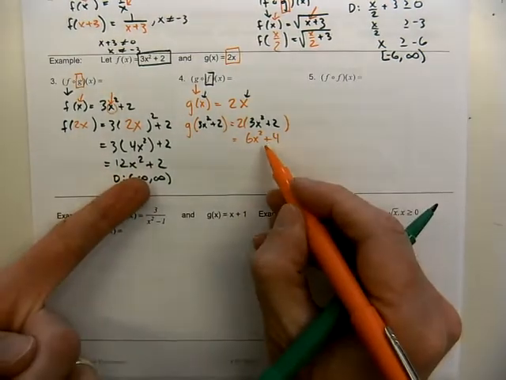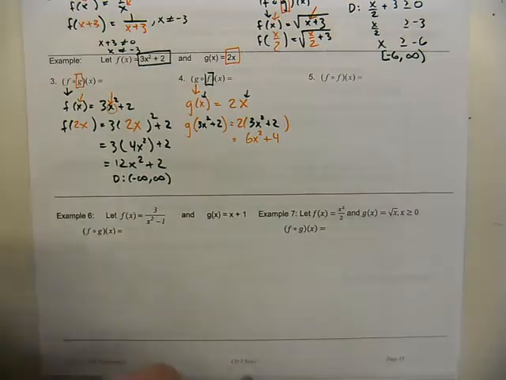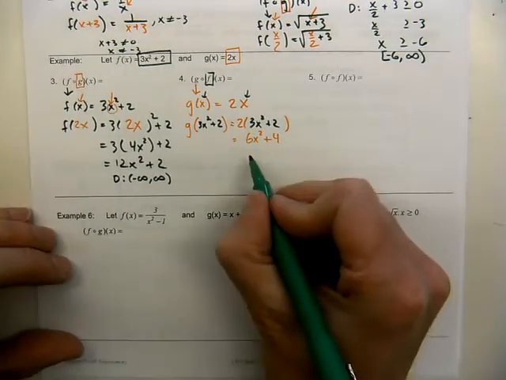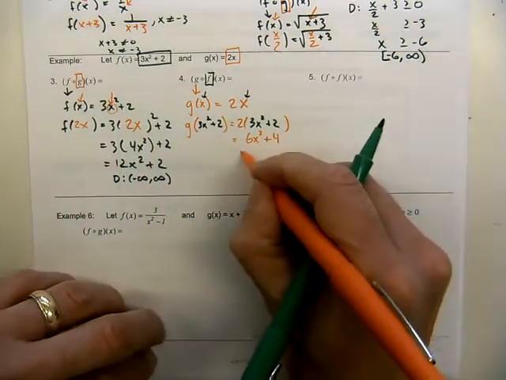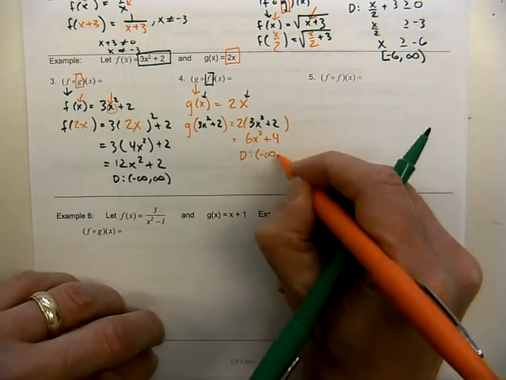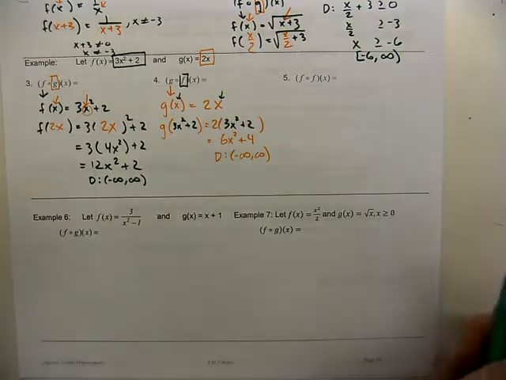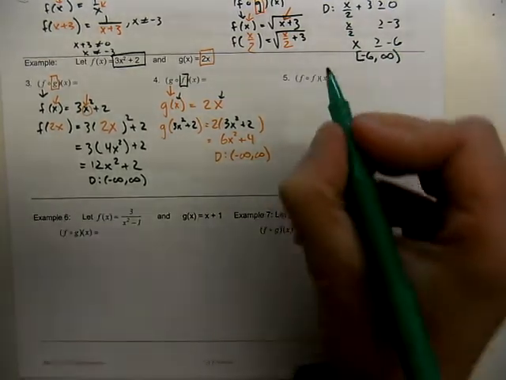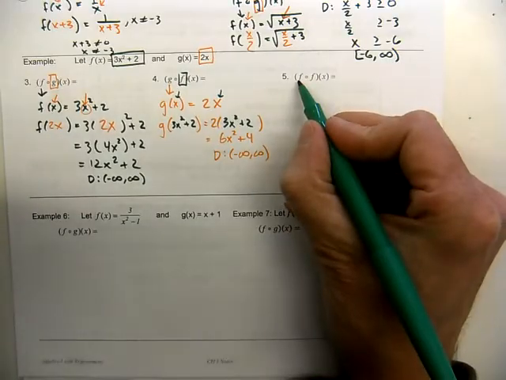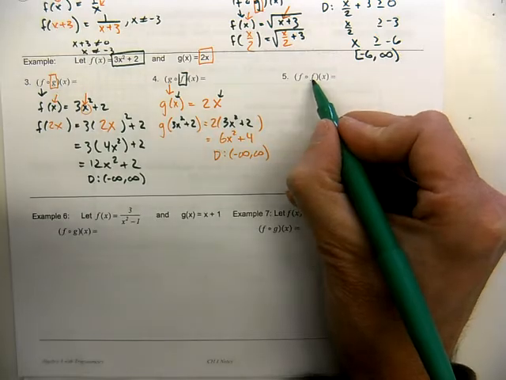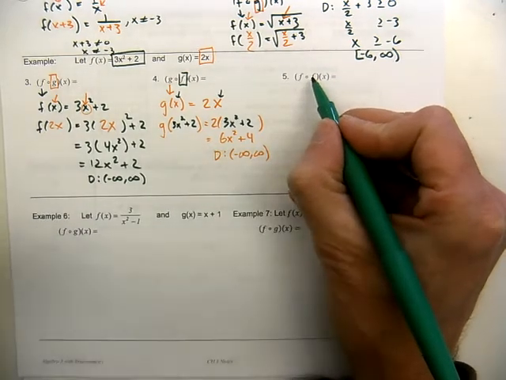So they're obviously different. They're not the same. So that's just something to notice. So our domain here is, again, all real numbers because we have a polynomial. And in number 5, this is a little bit of a twist on the problem. What if you take the function and plug into it itself? All right, so the same function is its own input.